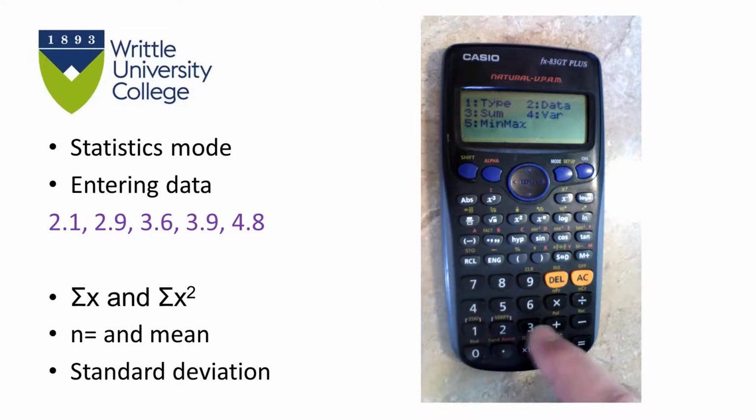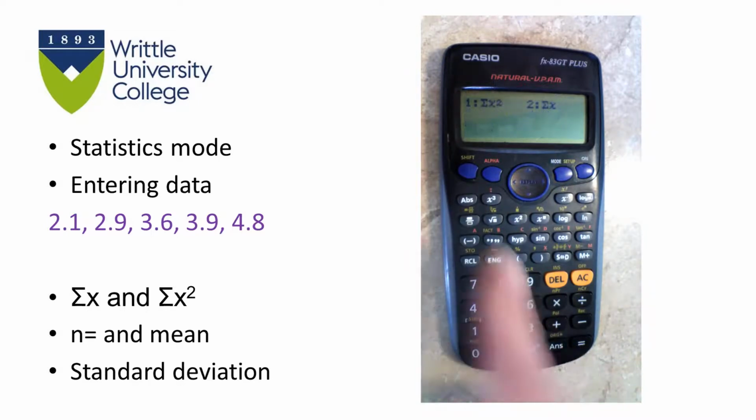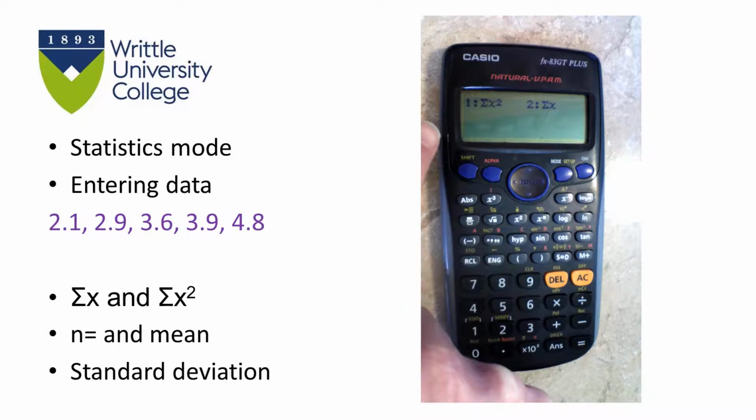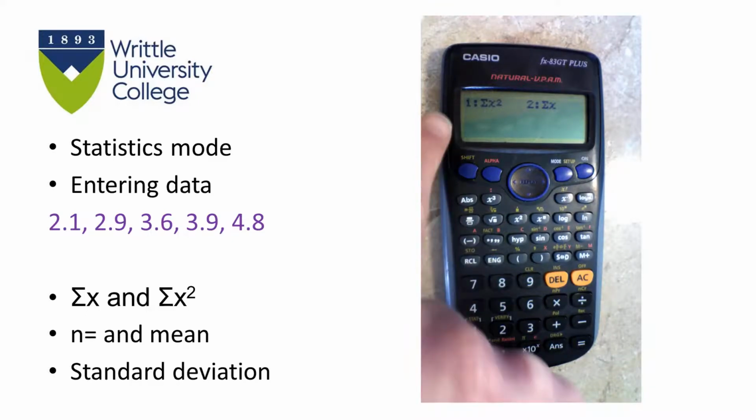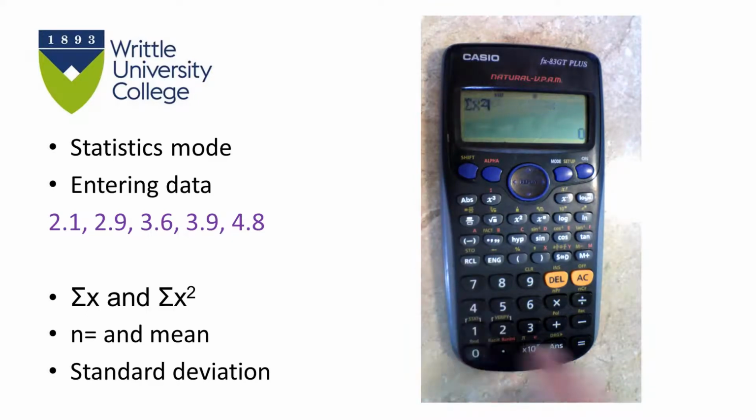We press 3, and there we find sum of x squared and sum of x. Well, let's look at sum of x squared first. That's each of those numbers that we entered multiplied by itself and then added them up. So there's 5 squares, and then we add them up to get the sum of x squared. So we press number 1 because it's option 1, and equals gives us a sum of x squared of 64.03.